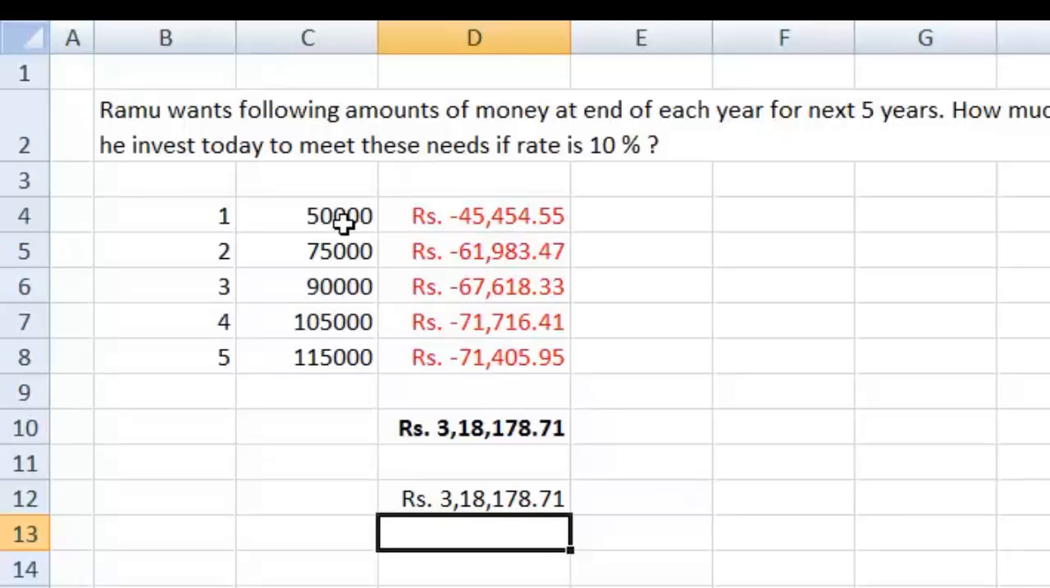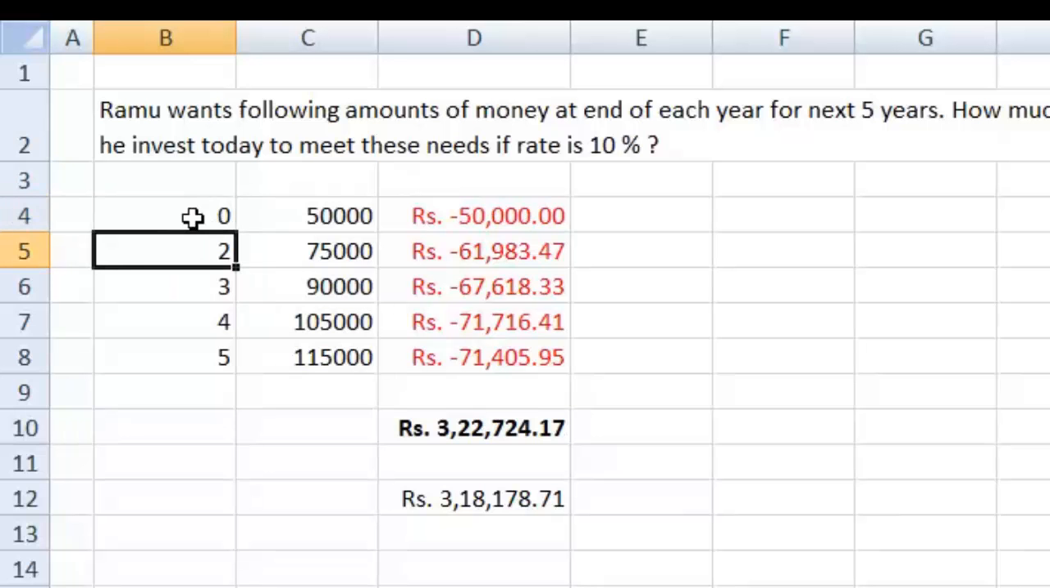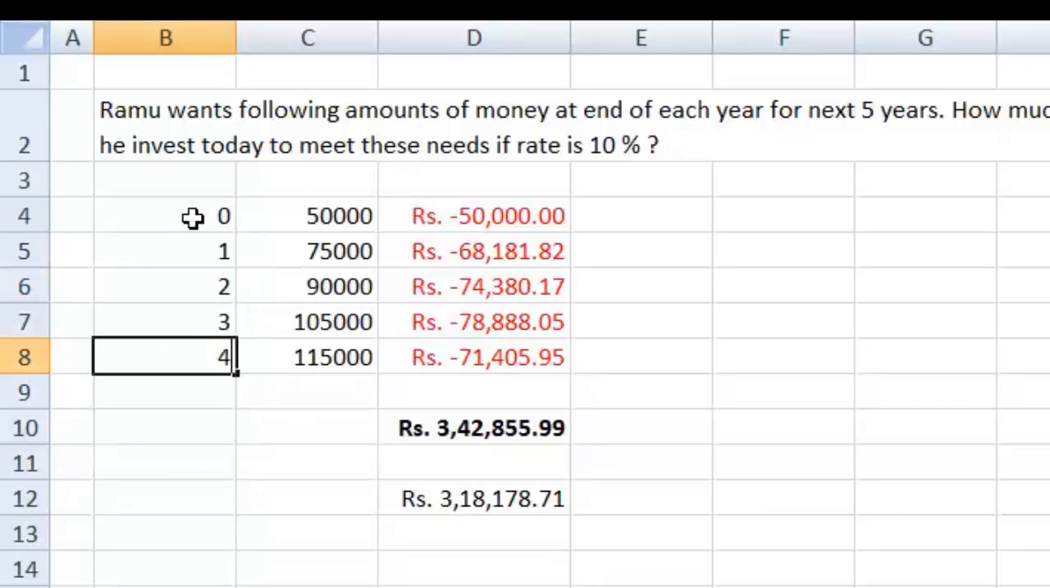Now, if I were to change this question and ask you what is the amount that you need if these monies were required at the beginning of each year, then what would you do? You would say that 50,000 is required at point 0, and that is the beginning of year 1. 75,000 is required at the beginning of year 2, which is also the end of year 1, and then 2, 3 and 4. So each amount is required 1 year early. You will find the corresponding answer has changed to 3,49,996. Can we do this using NPV as well?